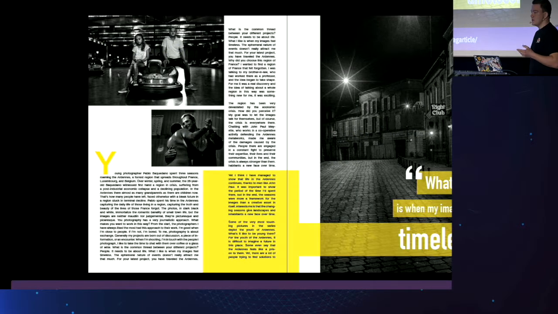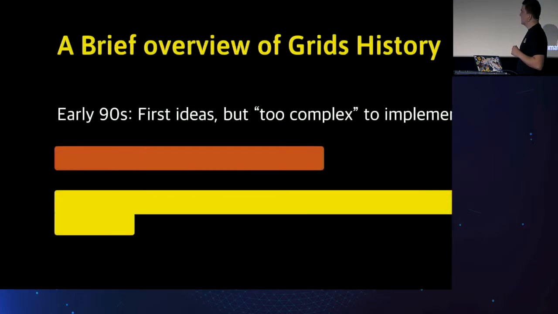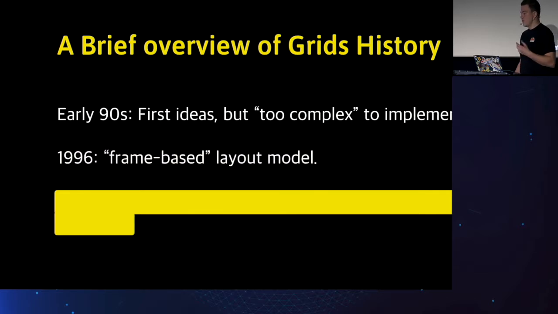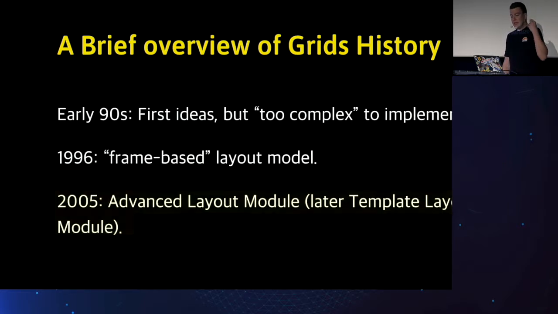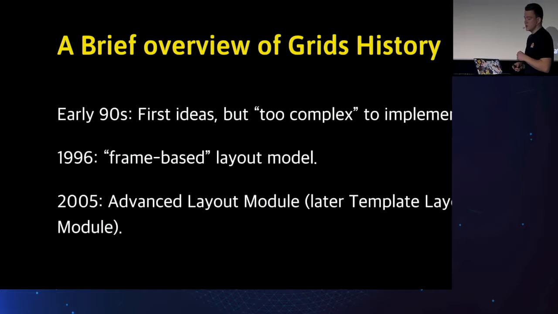The people behind CSS wanted to implement grids very early on. They were very much inspired by what designers were doing in print magazines and books, so they wanted to get Grid into the browser. And in the early 90s, there were first ideas, but it was just too complex to implement. Then in the mid-90s, they had a draft for a thing called frame-based layout module, but it never found its way into a browser. And the same happened for the advanced layout module, which was later renamed to template layout module. It was introduced in 2005, but it also didn't make its way into a browser.